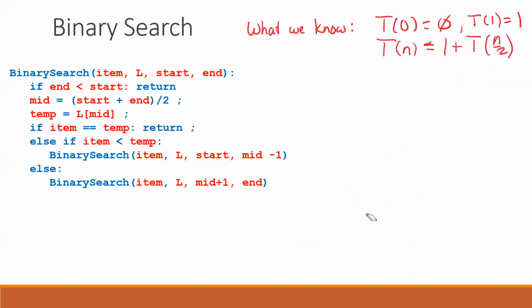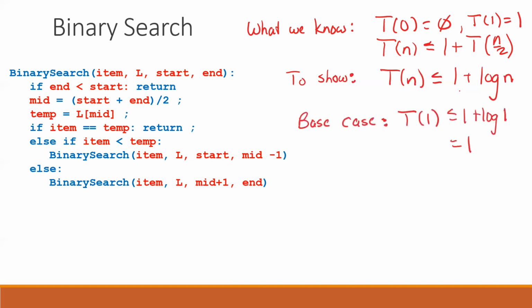Okay, so here's what we know. We obtained these by analyzing the algorithm. So these we know are true because we came up with them and verified it. Now we want to prove that our closed form that we came up with using unfolding is true. How we do that is using induction.